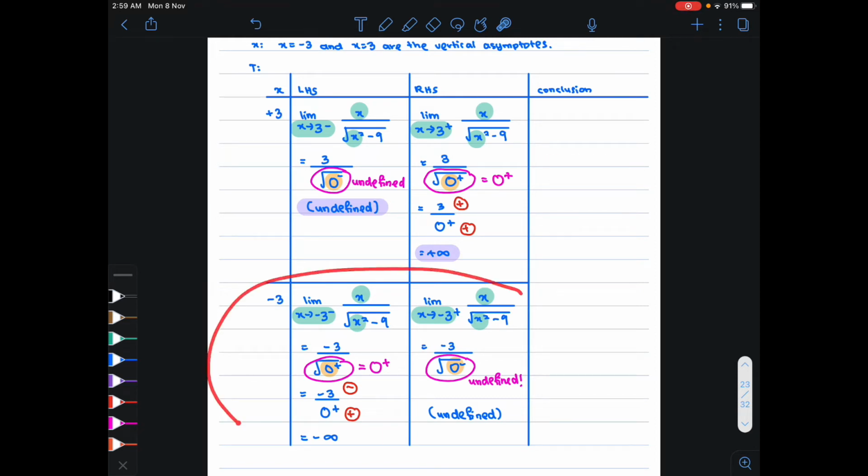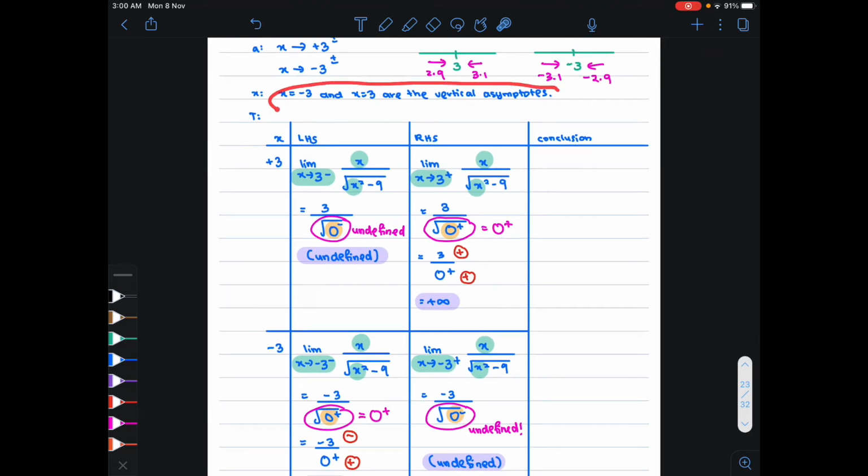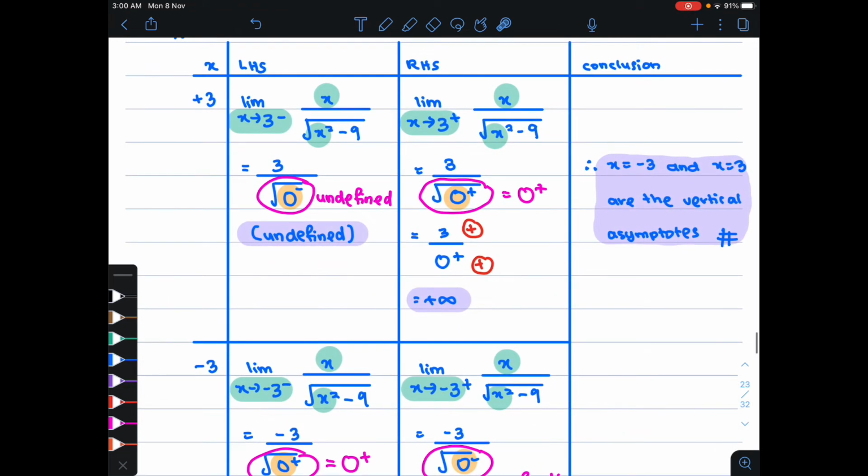But we're not done yet. What about x equal to -3? We have negative infinity and undefined as well. So as long as you have infinity, doesn't matter if it is negative or positive, sorry. This means that x equal to -3 is also a vertical asymptote. So we have shown that both of them are vertical asymptotes. So just copy down this statement into here. So for this question, we have two vertical asymptotes, which are x equal to -3 and x equal to 3.